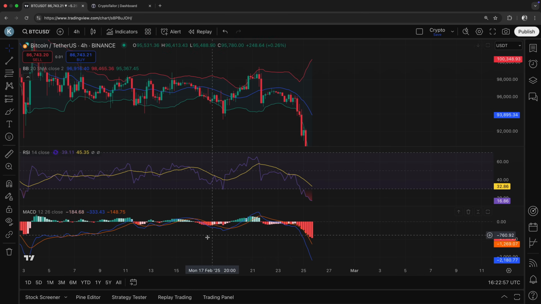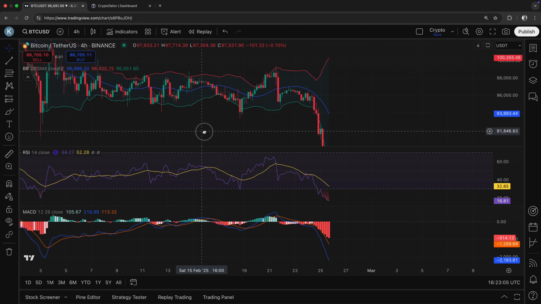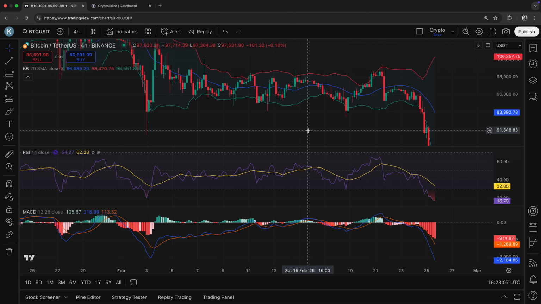You can use any indicator or combination of them, such as RSI, MACD, Keltner channels, or strategies based on smart money concepts like break of structure, or anything else you have in mind.